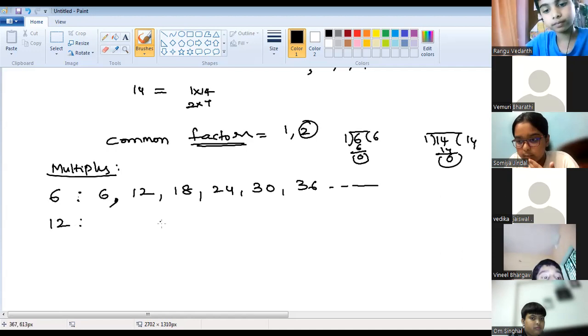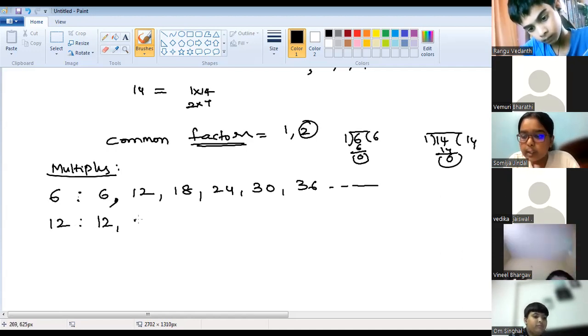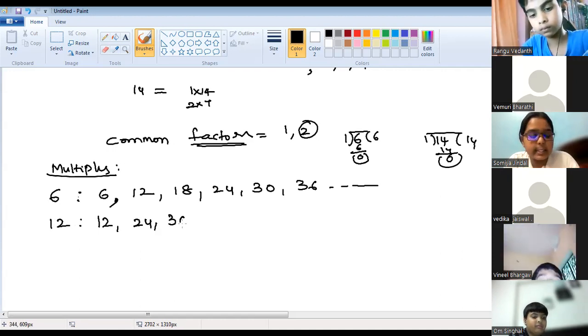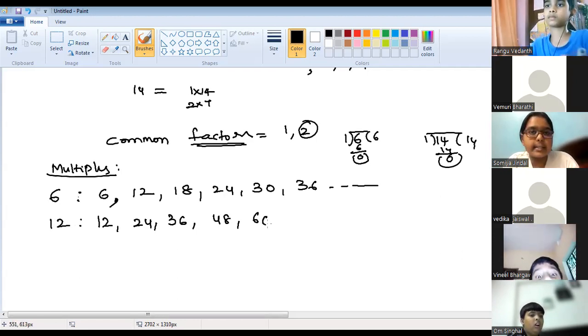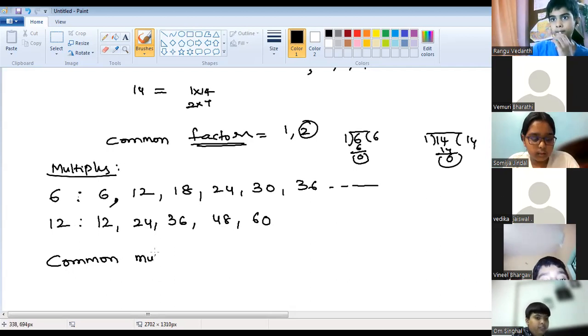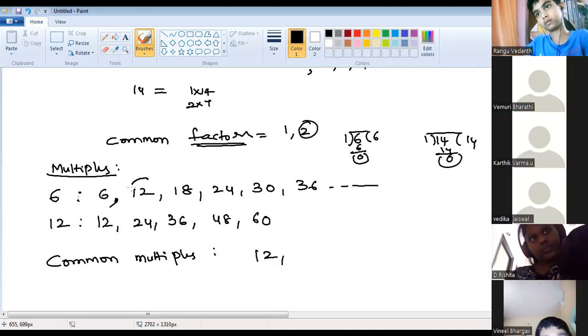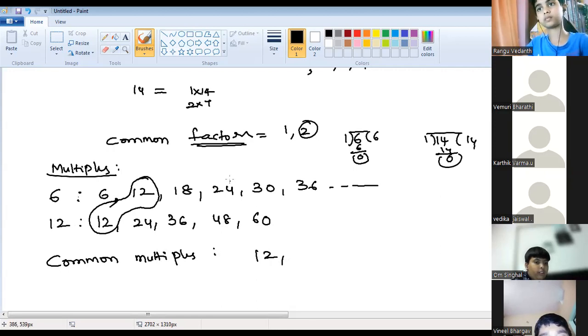What are the multiples of 12? 12, 24, 36, 48, 60, 72, 84, 96. Which are the common multiples here? 12 is a common multiple. 24 is a common multiple. 36 too.